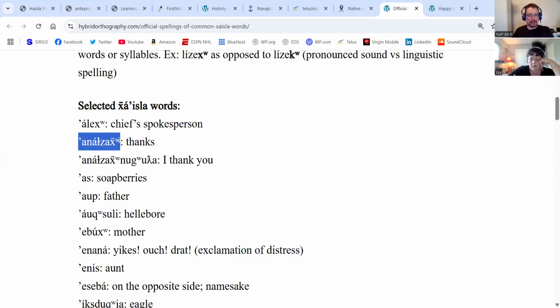Another one is anathdahu. So there's two different versions here. When you say anathdahu by itself, it means thanks. But if you say anathdahu nugutla, I'm going to say that again. I didn't quite get it right the first time. Anathdahu nugutla. That means I thank you. So there's a distinction between anathdahu and anathdahu nugutla. The shorter one means thanks, and the longer one means I thank you.